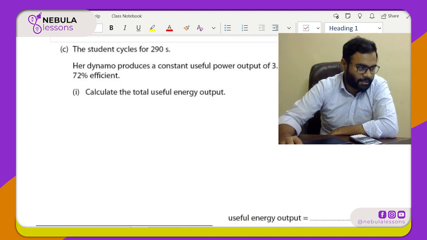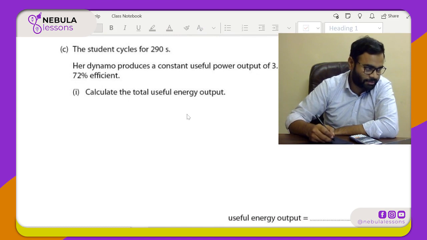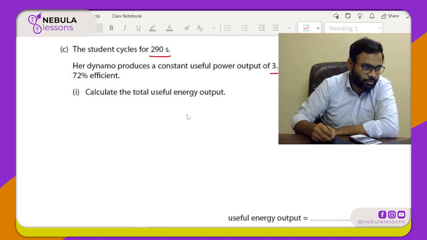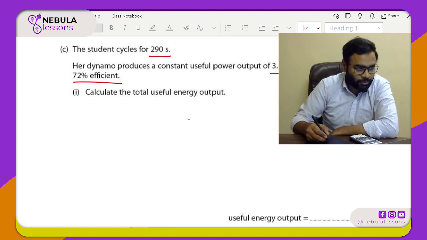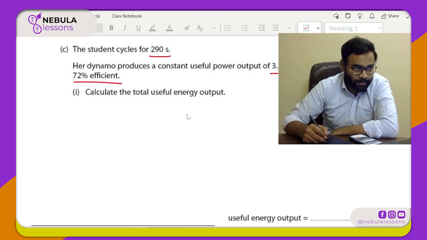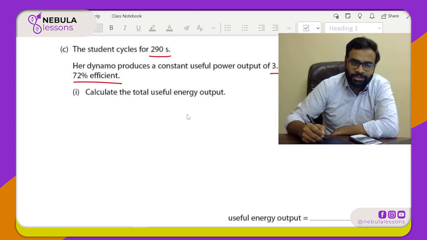Okay, all right. In part C, some more information is given. The student cycles for 290 seconds. A dynamo produces a constant useful power output of 3.1 watts and is 72% efficient. Calculate the total useful energy output. So now you have to relate the power output and the time, and you have to find out the total useful energy output.